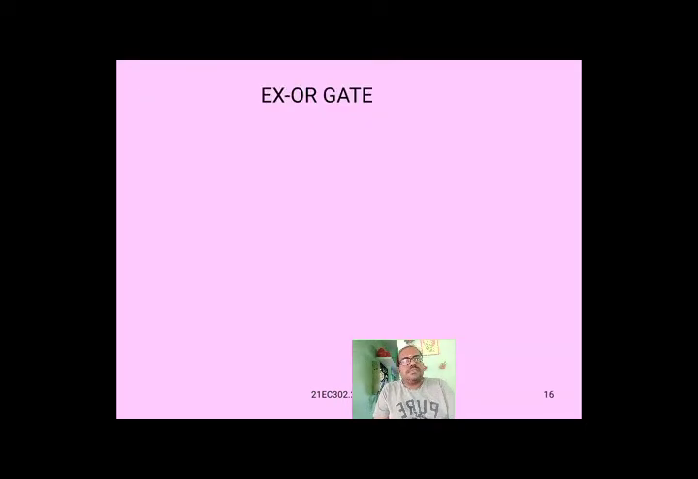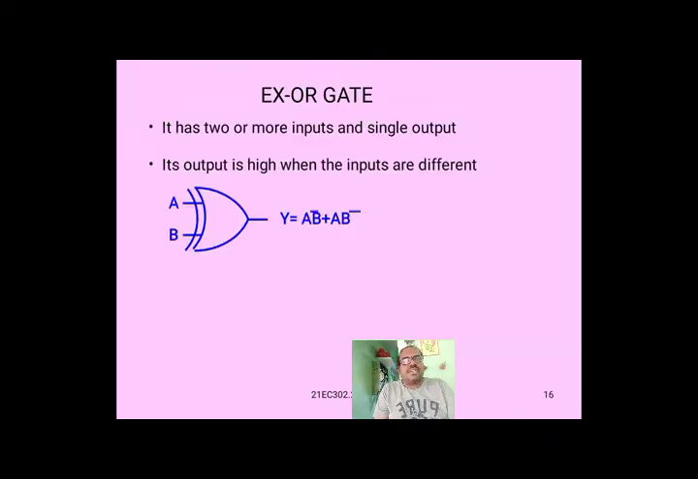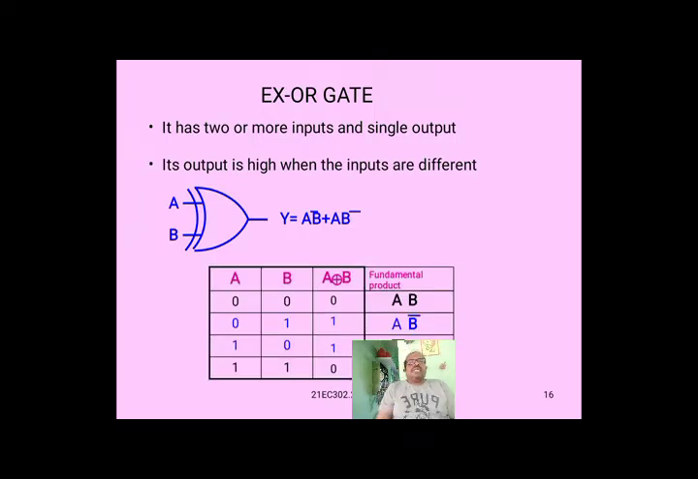Next one. Now we are going for the XOR gate. It has two or more inputs and only a single output. Its output is high when the inputs are different. Here I have given the XOR gate diagram also. It is the symbolic representation of XOR gate. Inputs are 2 and only one output Y. A B is the input and Y equals A B bar plus A bar B.